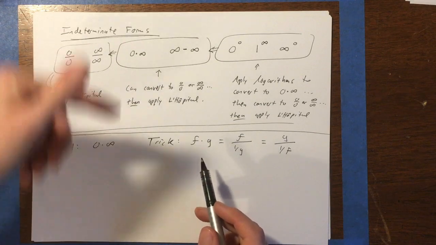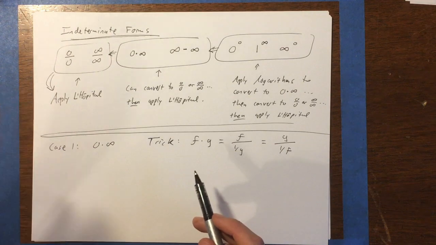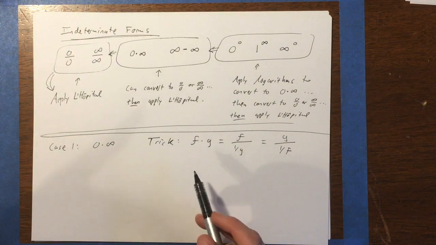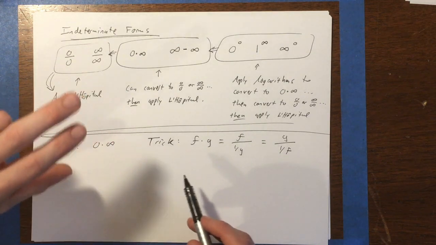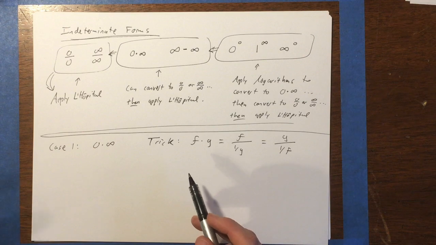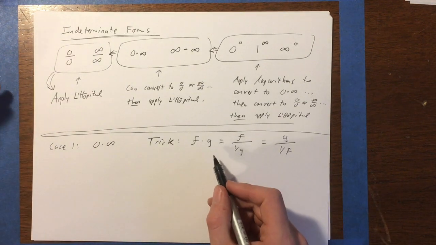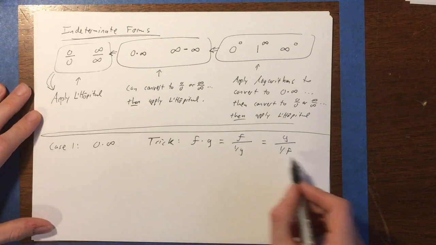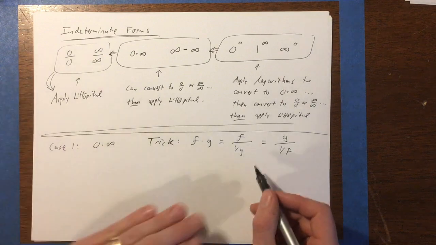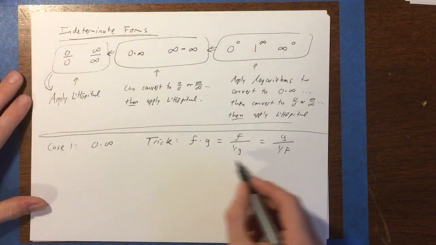You reciprocate it and put it in the denominator, which are two operations that essentially are inverses of each other. Dividing by something is the same as multiplying by its reciprocal, so multiplying by something is the same as dividing by its reciprocal. That's what we're doing here. And that's going to help us take this from a product into a quotient, which hopefully will be in one of these two forms.